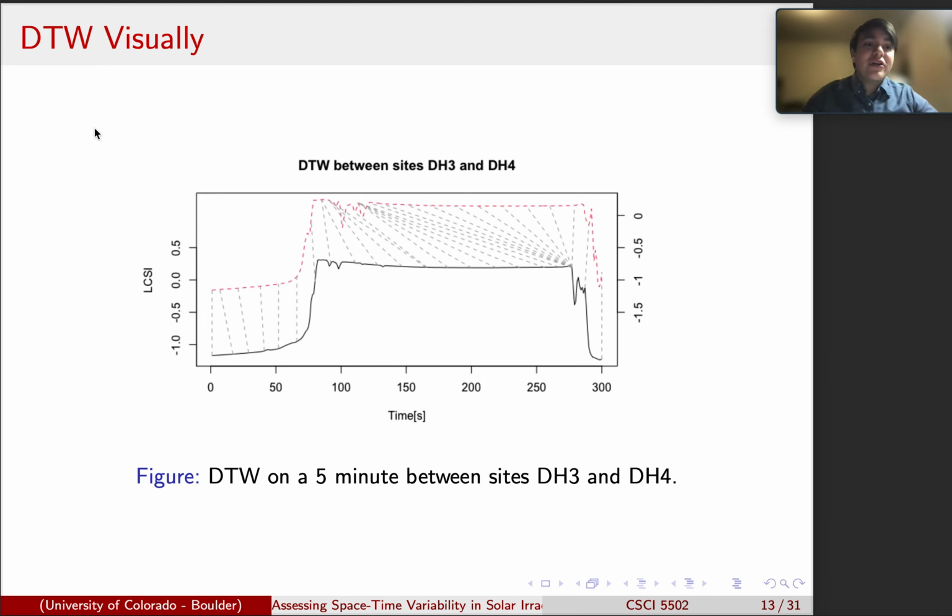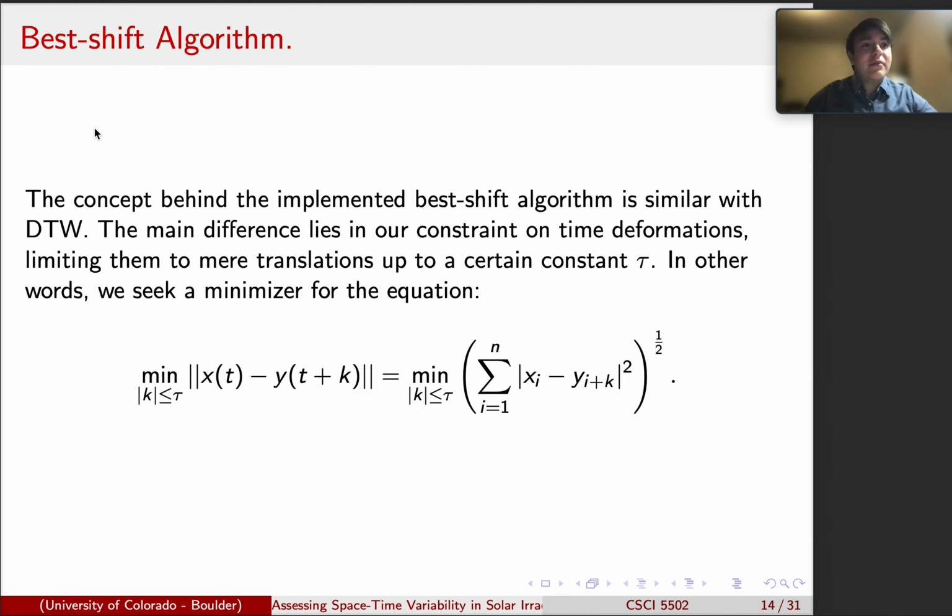We're also going to use another time alignment algorithm that we implemented, called the best shift algorithm. The idea behind this one is very simple, because it's very similar to DTW. The difference is that the time deformations we allow are now limited simply to translations of both time series. We translate one relative to the other by a certain constant, and we capture where the L2 difference between the series is minimum, which is when they are aligned in theory.